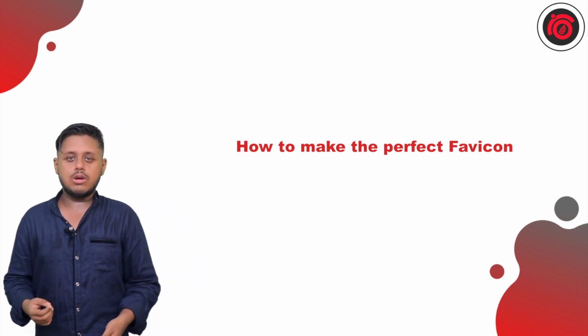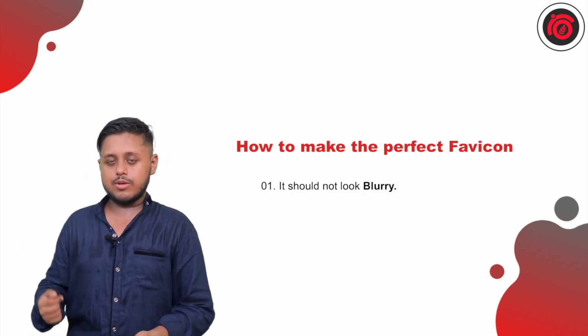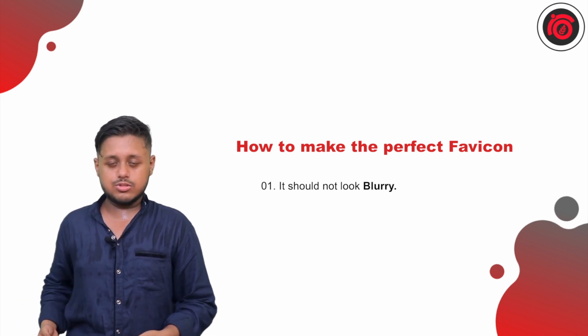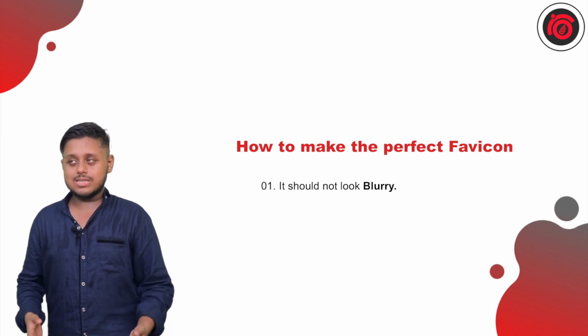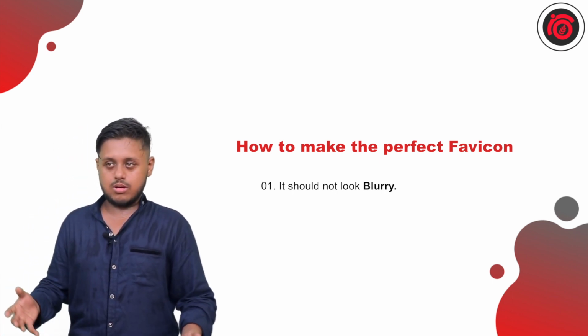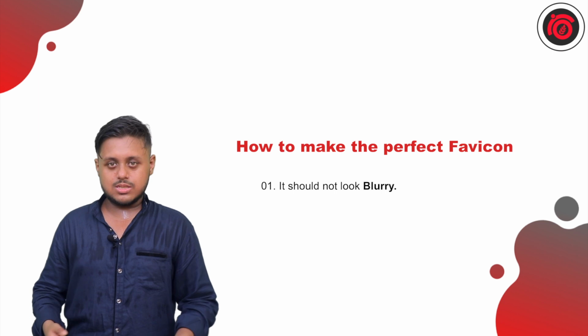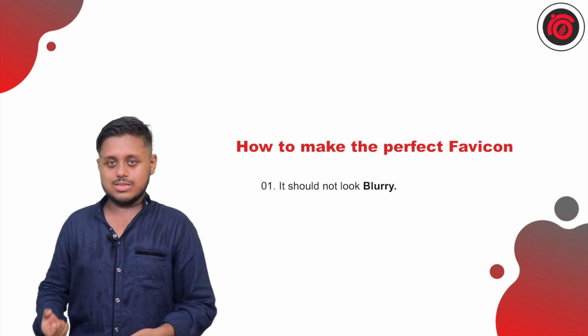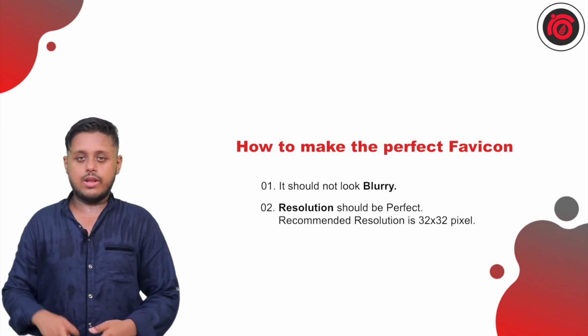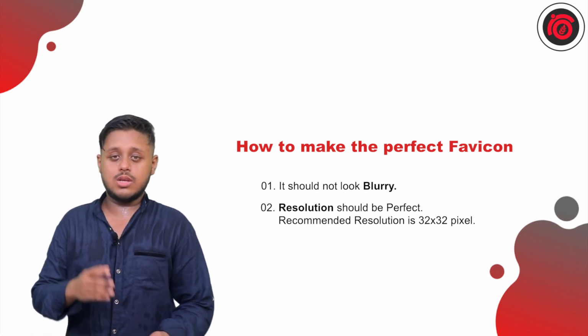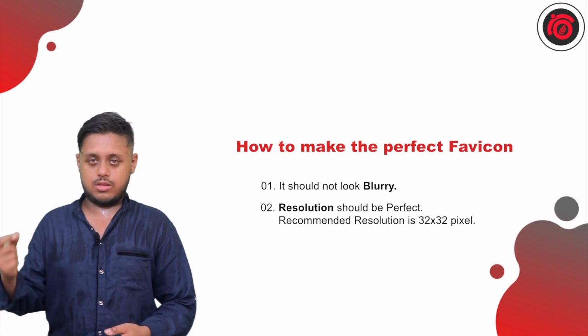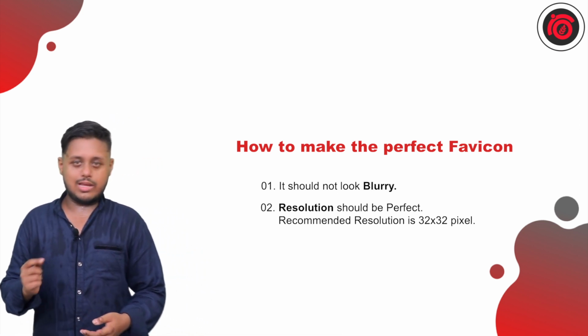So basically what you have to do is make sure that your favicon doesn't look blurry. Higher resolution images and a higher resolution logo is very important, since the logo is basically your brand. It showcases everything that your brand represents. So make sure that your logo is up to the mark. Second, we have to make sure the resolution is perfect. So we recommend using a 32 by 32 pixel image for your favicon icon.